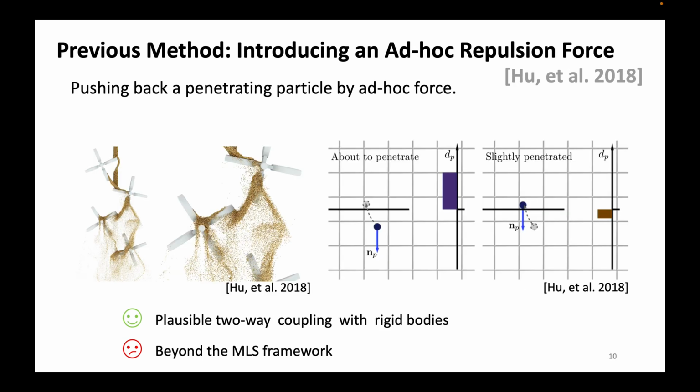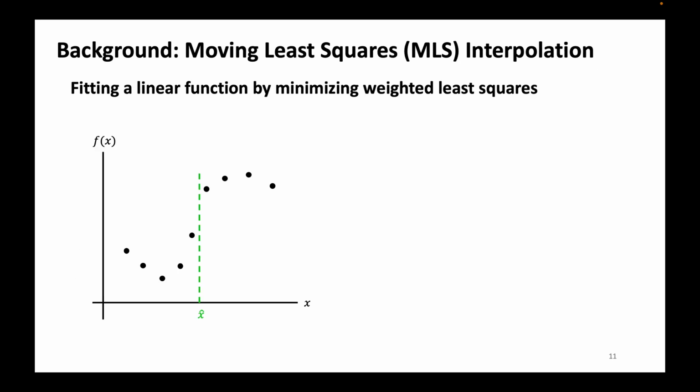The second previous method is the compatible particle in cell method, so-called CPIC. This method succeeded in two-way coupling with rigid body dynamics. In this method, an ad hoc repulsion force is applied to a penetrating particle. The direction of this force is perpendicular to the wall, and its magnitude depends on the penetration depth. Although this treatment works well to some degree, its dynamics is beyond the MLS framework.